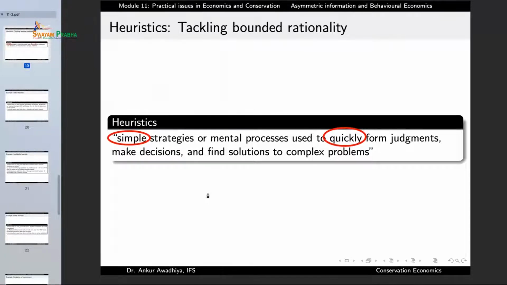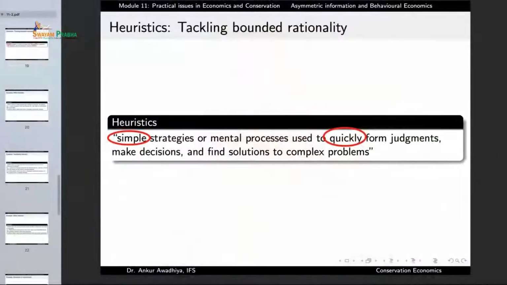So when we are using heuristics, and we use heuristics a lot, heuristics are rules of thumb that for such a question we should approach it in such a manner. So these are simple strategies or simple mental processes. Things such as divide and rule. When you come up with a very big problem, you divide the problem into smaller bits and you try to solve each and every small bit one by one.